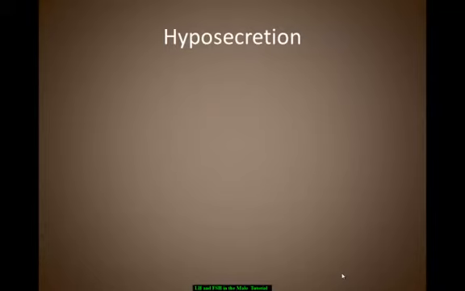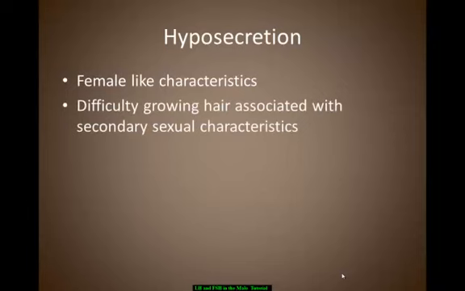Pathologies, of course, do occur when there are alternate amounts of circulating hormone. In the case of follicle-stimulating hormone and luteinizing hormone, when there is a hyposecretion by the anterior pituitary, we tend to see more feminine-like characteristics. Difficulty growing the hair that's associated with secondary sexual characteristics, such as a thinning beard or mustache. And lastly, a reduced sperm count. This completes the tutorial on follicle-stimulating hormone and luteinizing hormone's effects in the male.